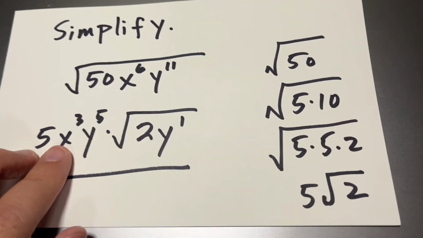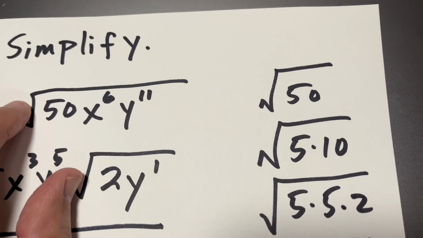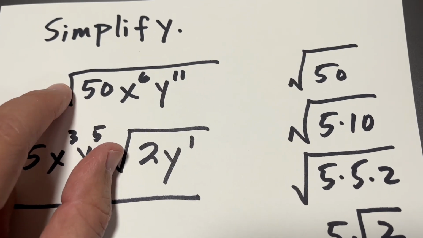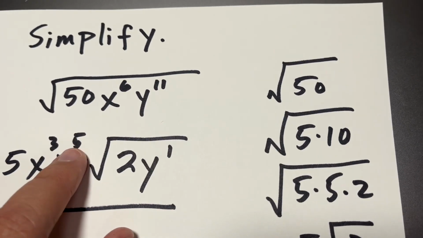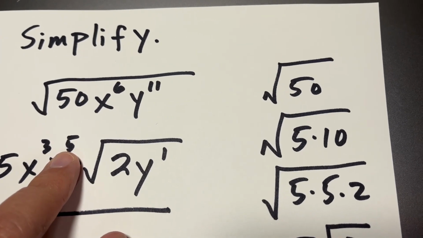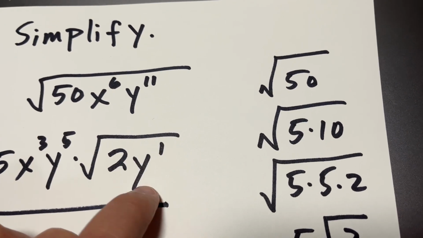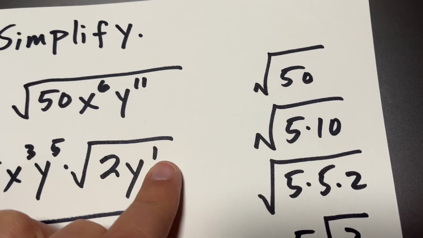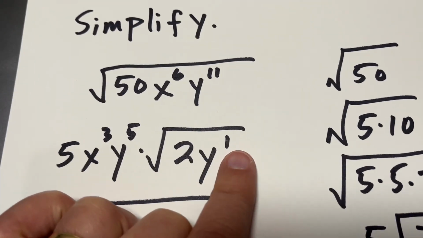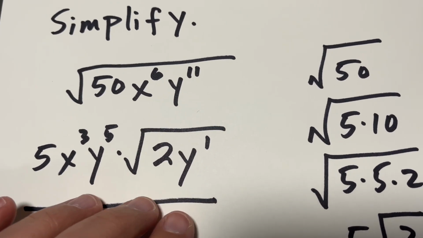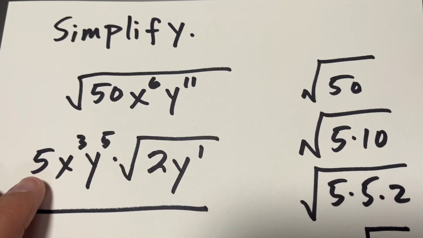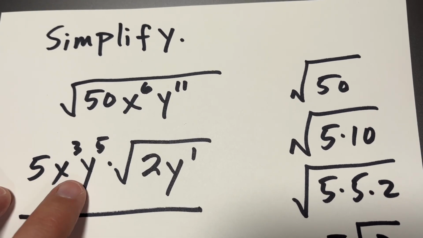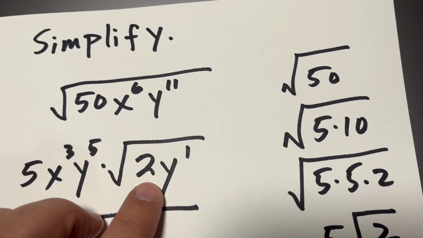But watch with the y, okay? So there's a secret 2 here. 2 goes into 11 5 times. 2 times 5 is 10, but there's 1 left over, so I'm going to have a y to the first power underneath the radical. Now, you don't have to write the 1, but I did just for teaching purposes here. And then this is times. So the answer is 5x to the third, y to the fifth times the square root of 2y.